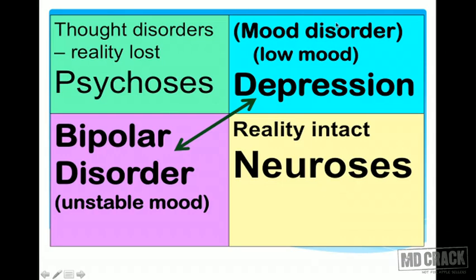The two other diseases shown on the other diagonal are the mood disorders. Number one is depression, and in depression you have a low mood. The other one is unstable mood, where sometimes the patient has a high mood and sometimes the patient is in low mood. Because there are two poles of this disease, it's called bipolar disorder. We need to know about psychosis, neurosis, depression and bipolar disorder, the important psychiatric illnesses.